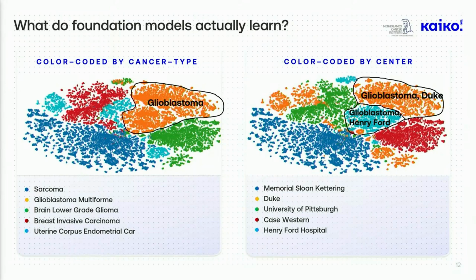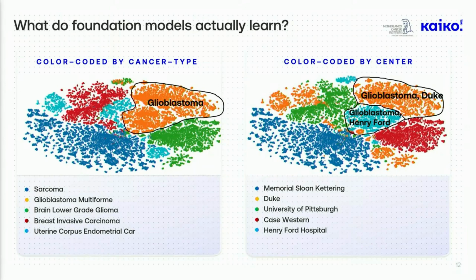Now, you can do the same exercise, but instead of coloring with disease, with cancer type, you can take the hospital where the data came from. And to my surprise, you then also get a very clear clustering. I think that's not necessarily desirable, because when you look at that same glioblastoma, you may see here that there's two parts. And this actually explains why there's two parts. The top part is from Duke University, and the bottom part, which is light blue, cyan, is from Henry Ford Hospital. So the model has not only learned to tease apart different cancer types, but also different hospitals.